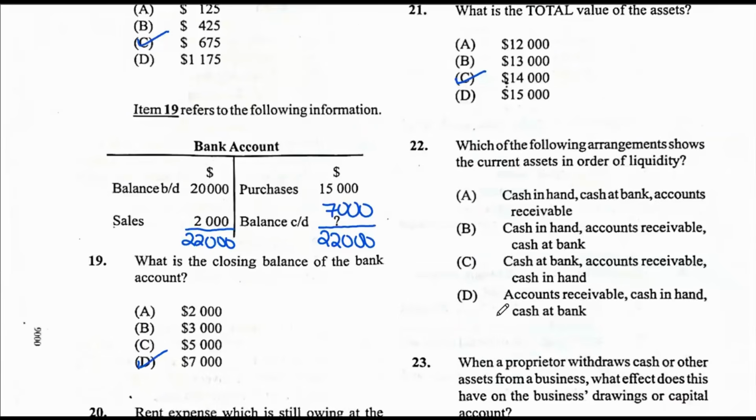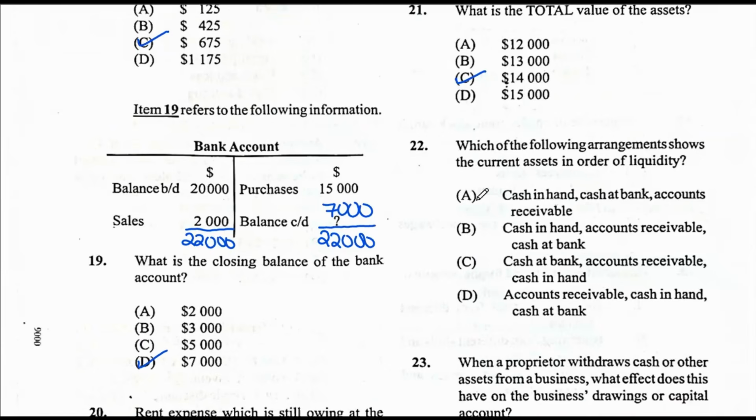Moving on to question 22. Which of the following arrangements show the current assets in order of liquidity? Liquidity, as you guys remember, is simply the ability to convert your current assets into cash very quickly. And the most liquid asset, as we all know, will be cash in hand. So your answer is either A, B, or C. Well, actually, the answer is either A or B if you look at it, because cash in hand is A or B. Right, guys? But let's follow through.